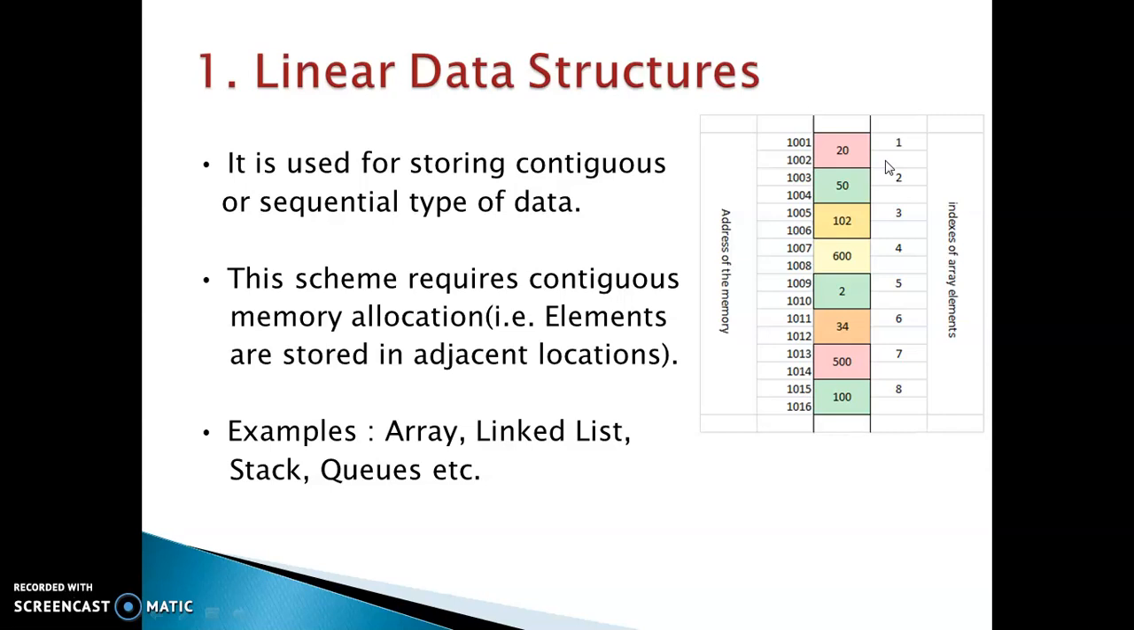So right hand side indicate indices or indexes of array elements, and the left hand side indicates arrays addresses of the memory. So from the diagram itself we can recognize that all the blocks are stored in a contiguous or sequential manner. Therefore the name is linear data structure.